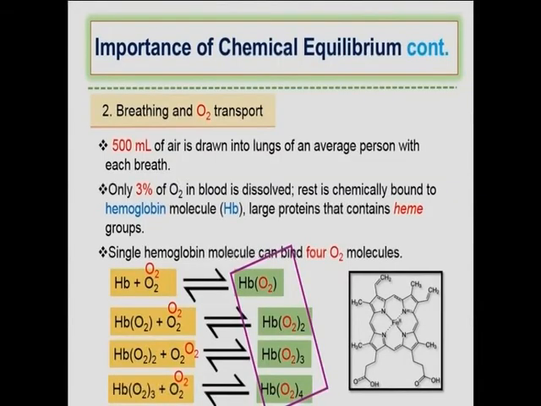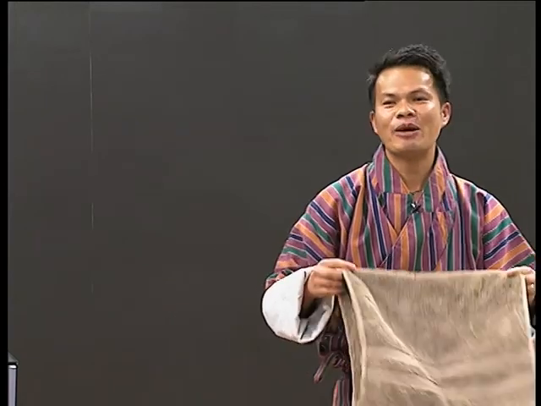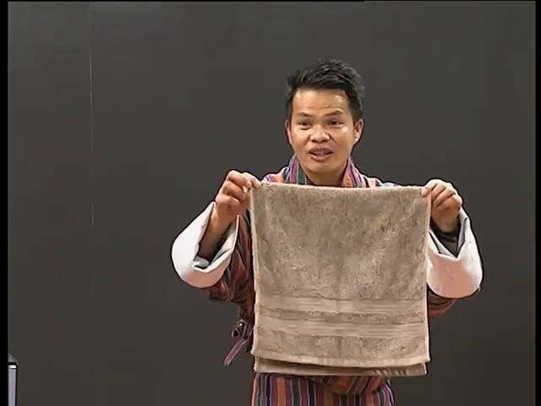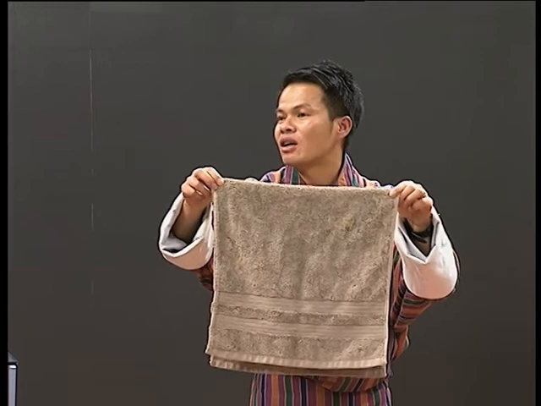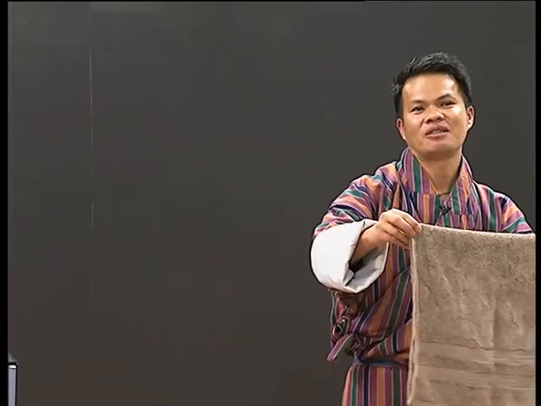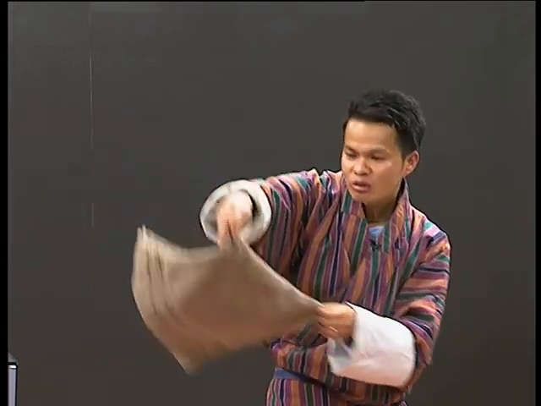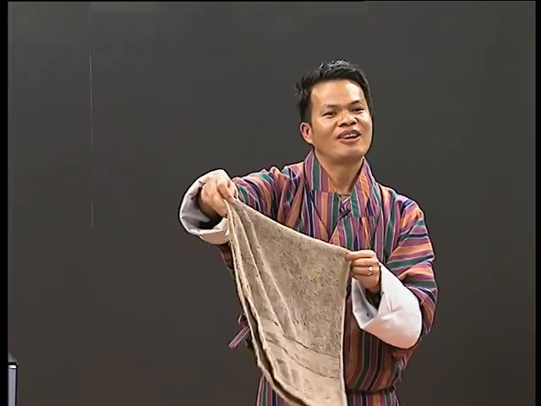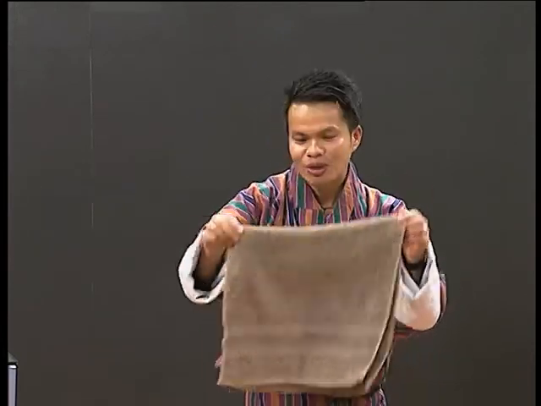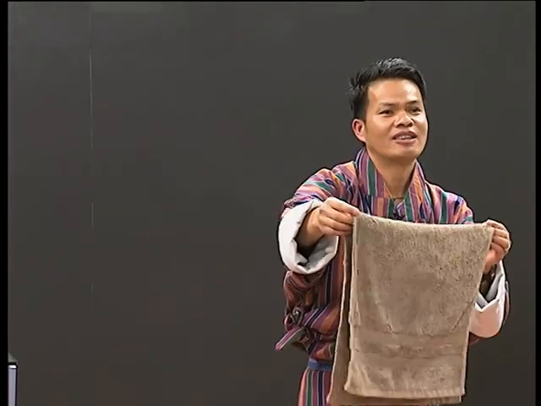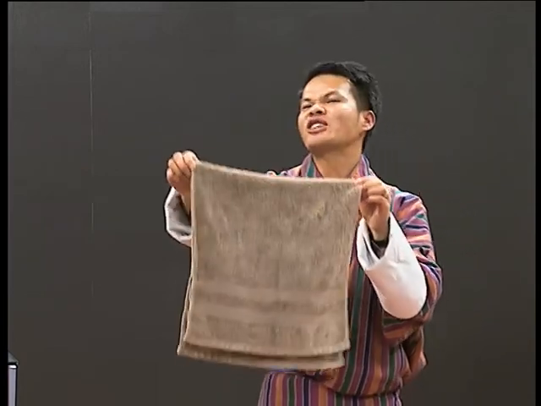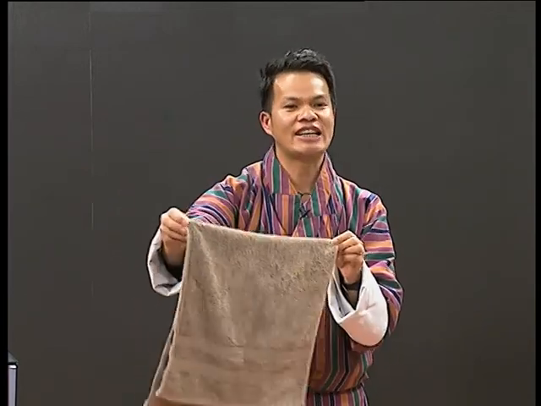Another example of chemical equilibrium is, why does the wet cloth dry when it is windy? Or why do we move the cloth to make it dry faster? Or why do we put the fan on in order to dry the cloth faster? So there is the importance of equilibrium playing here.